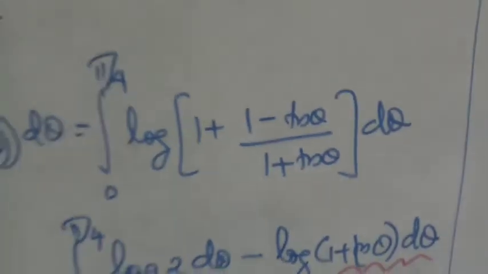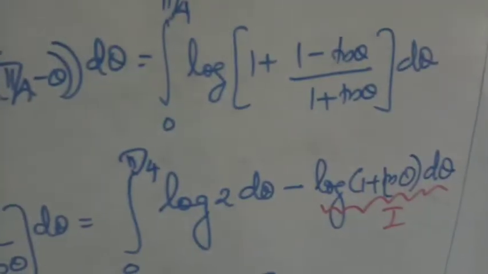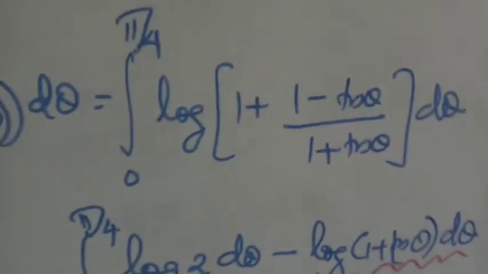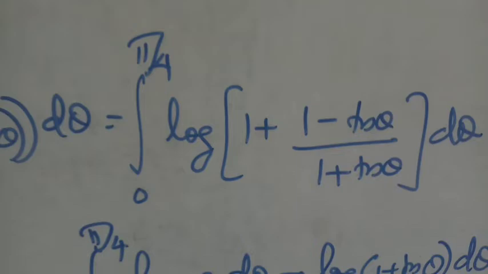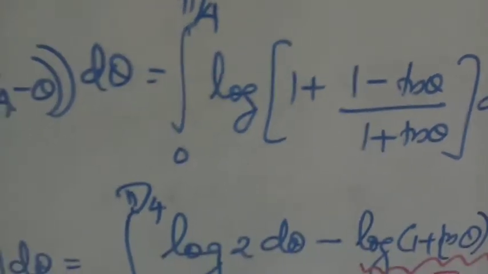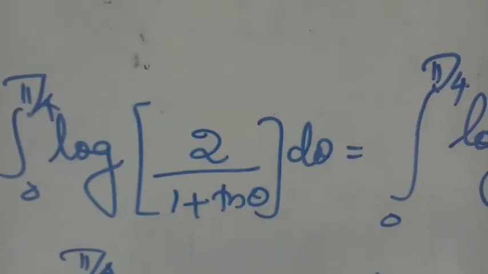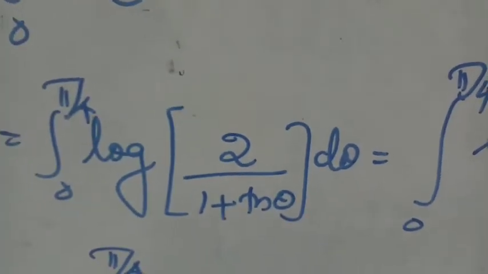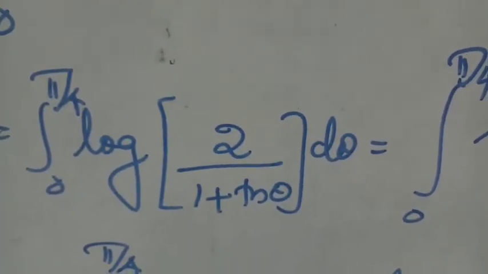By taking the LCM, the denominator will be 1 plus tan theta and the numerator will be 1 plus tan theta plus 1 minus tan theta. The tan minus tan will be cancelled, and we get integral 0 to pi by 4 log of 2 divided by 1 plus tan theta. Okay, that is I itself.